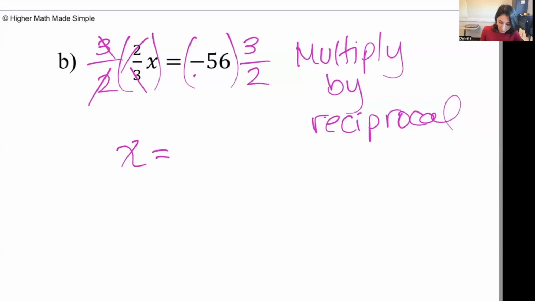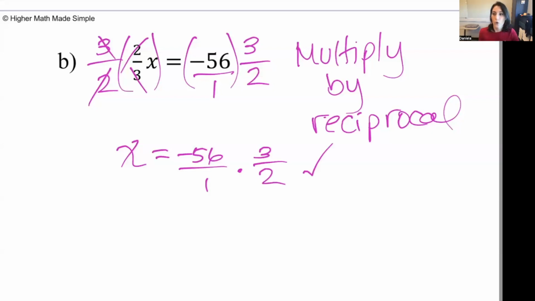And then again, if we put 56 over 1, right? So let me just rewrite it. We get right in the same spot. We're going to skip the whole keep-change-flip idea in your brain. What that does is it does it for you. So when you multiply by the reciprocal, in the process, it keep-change-flips for you, okay? And then I don't have to go over how to solve this because we just did that.